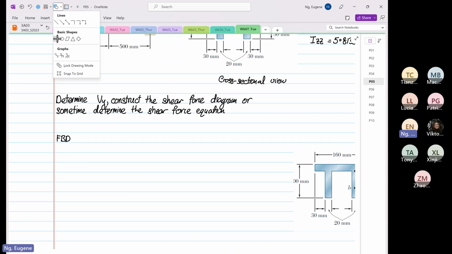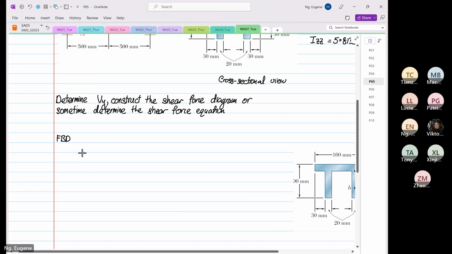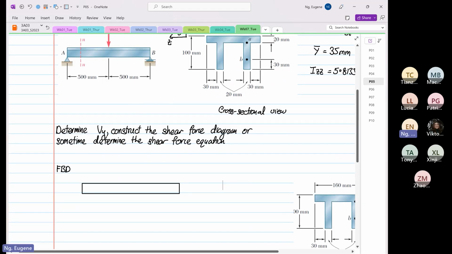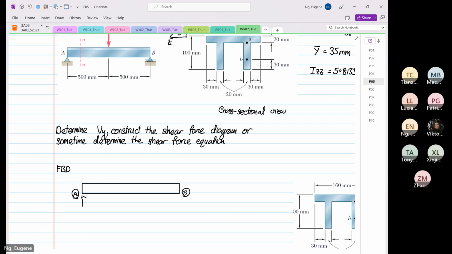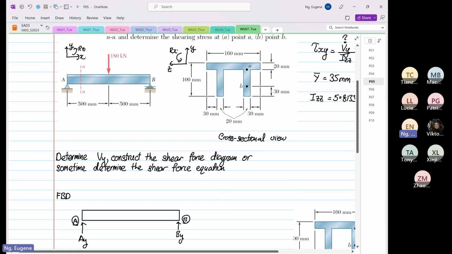So this is our free body diagram. We know that we have a point A and a point B. Over here, this is AY. Over here, this is your BY. And then you have a load exactly at the center coming down, 180 times 10 to the power 3 Newton. Okay.